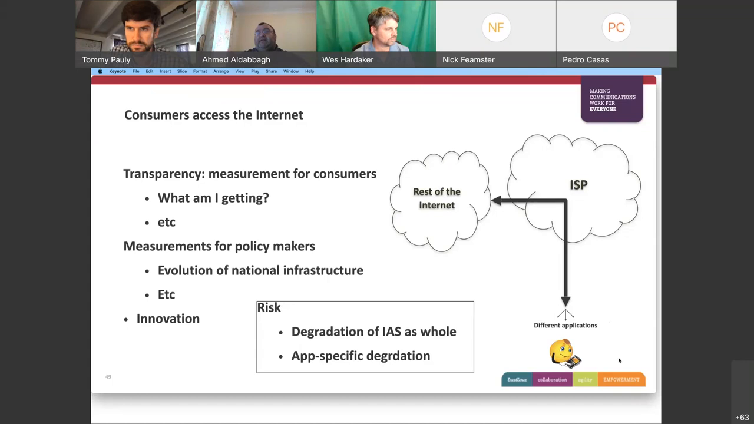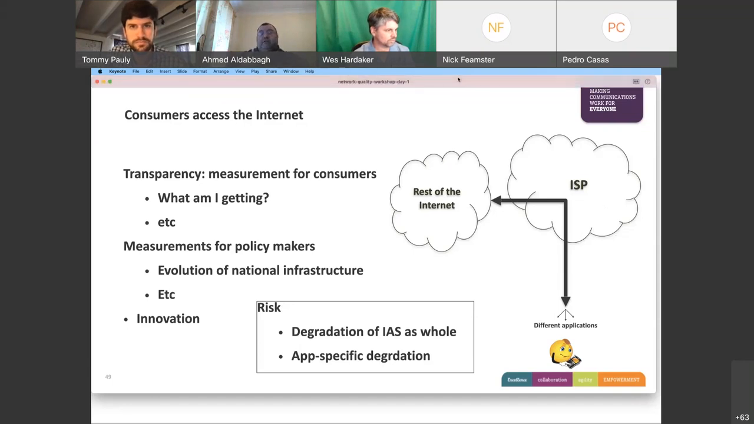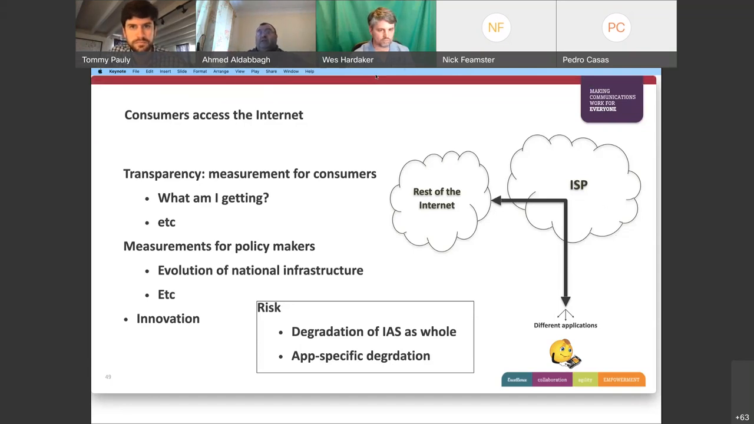What it's about for us is the access network. It's the black line that connects the end user with the rest of the internet. From a consumer perspective, what we see is that the consumer needs transparency. They need to know what they're getting, how good it is. Are they getting value for money? That kind of thing. From a policymaker perspective, it's around understanding the national infrastructure, how good it is. Is it fit for purpose?